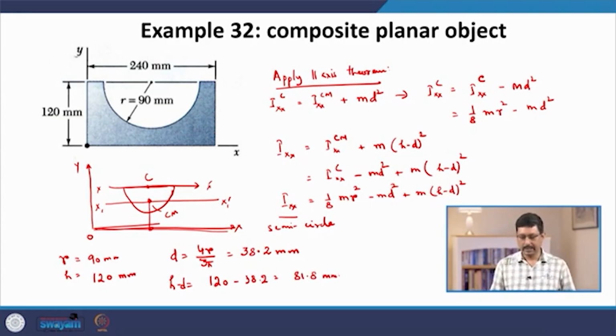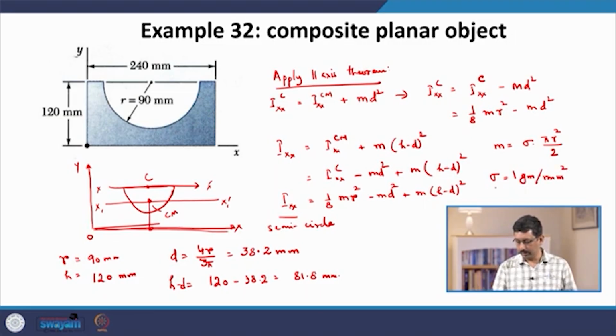Now, we need the M. M is the mass of the hemisphere. So, the mass of the hemisphere is the density sigma times pi r square by 2. Let us assume that sigma is 1 gram per millimeter square. Take this value of sigma, which is the density, and then calculate the mass. Now, you plug in this value to get the Ixx of the semicircle, but we are not finished yet.